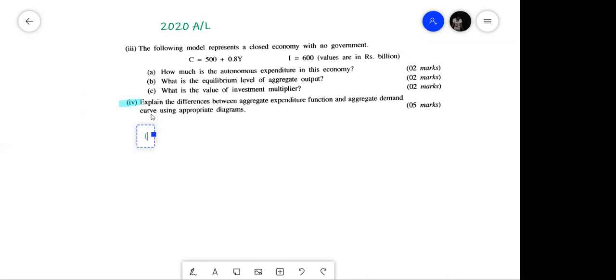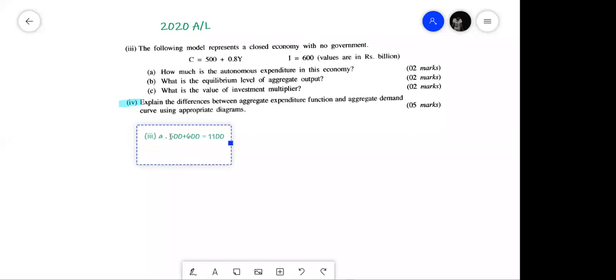Question number 3, part A. What is the autonomous expenditure in this economy? How much? No, not 500. Autonomous consumption is 500. Autonomous expenditure is 1,100, guys. You need to take the autonomous consumption plus the I, and if there is G or exports, you can add those also. So autonomous expenditure is 500 plus 600, which is 1,100.